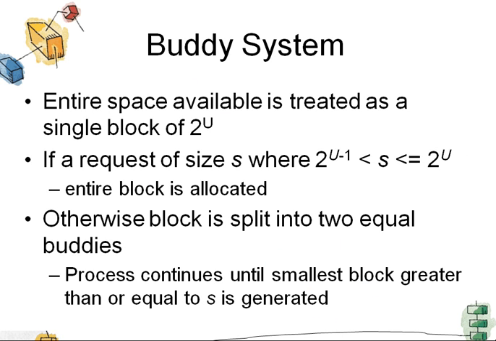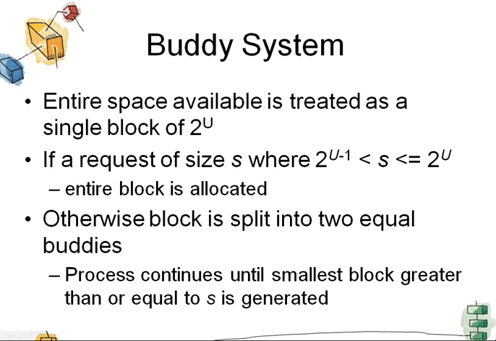Now we'll move on to the next point, that is the buddy system. Now here the entire space that is available is treated as a single block of 2 raised to u. Here we are treating the free space in relation to 2 raised to u, 2 to the power u. If a request of size s where 2 to the power u minus 1 is less than s and s is less than or equal to 2 raised to u, the entire block is allocated.